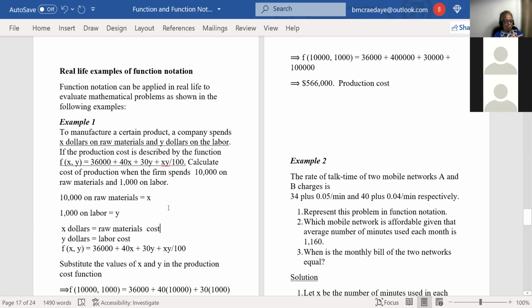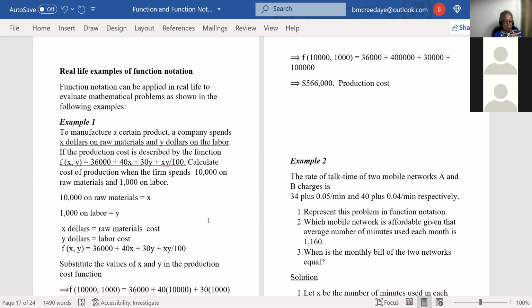X dollars is raw material cost, Y dollars is labor cost. So when you're doing the function of raw materials and labor, they gave you this formula. So you plug in X, 10,000, Y, 1,000, and then do the math. That answer your question, Latoya?